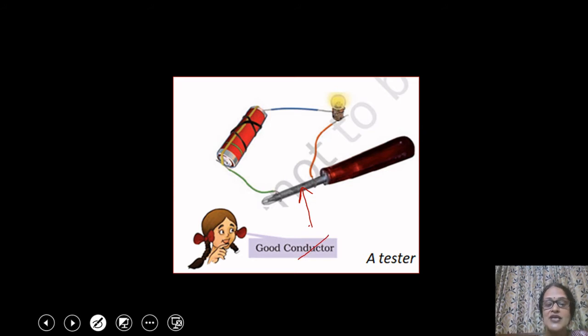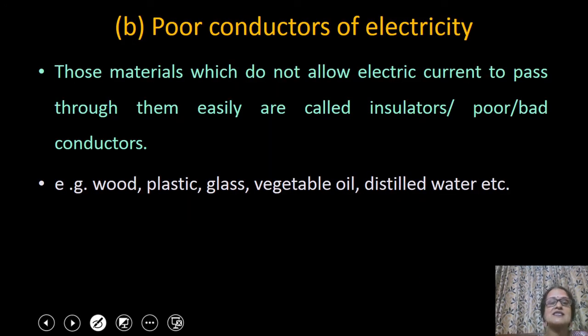Now, contrary to good conductors of electricity, there is another category which is called poor conductors of electricity. So students, as the name indicates, poor conductors are those substances which do not allow electric current to pass through them easily. They are also called insulators. They are also called poor conductors or bad conductors of electricity. Examples are wood, plastic, glass, vegetable oil, distilled water, etc.